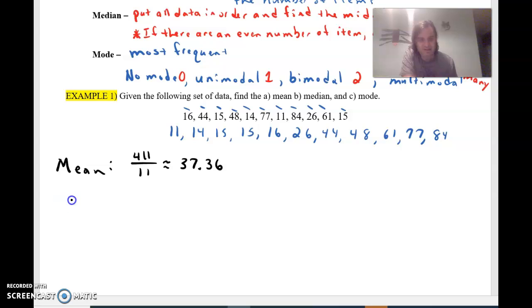Let's see here. The next thing is the median. And since we said there were 11 things here, we should be able to find one in the middle. So I'm just going to count off one on each side. So I'm going to take the 11 and the 84 out, 14 and 77 out, 15 and 61 out, 15 and 48, 16 and 44. So the one that's left in the middle is 26, which is very different than our 37 if you think about the data set.